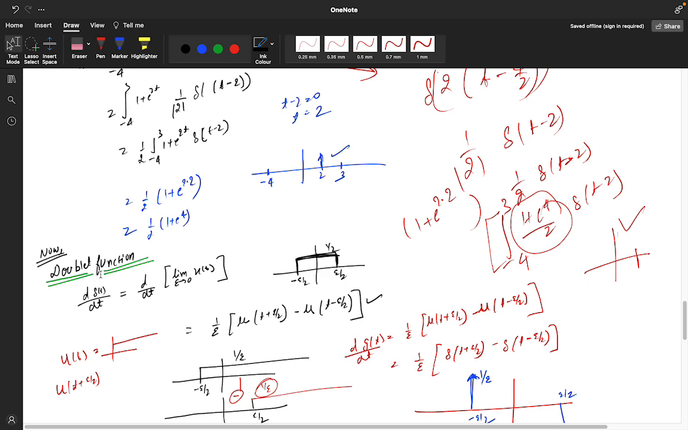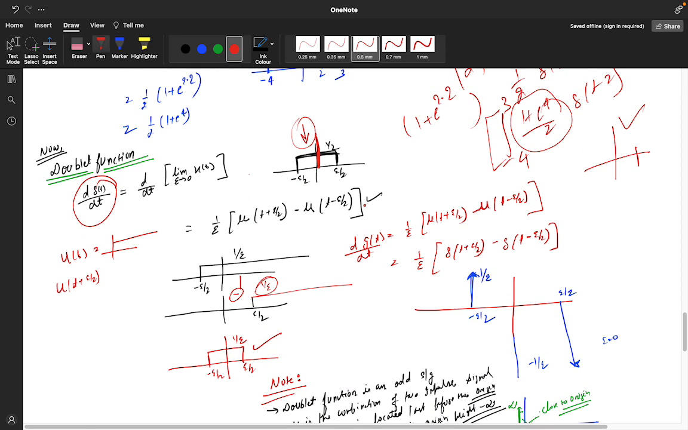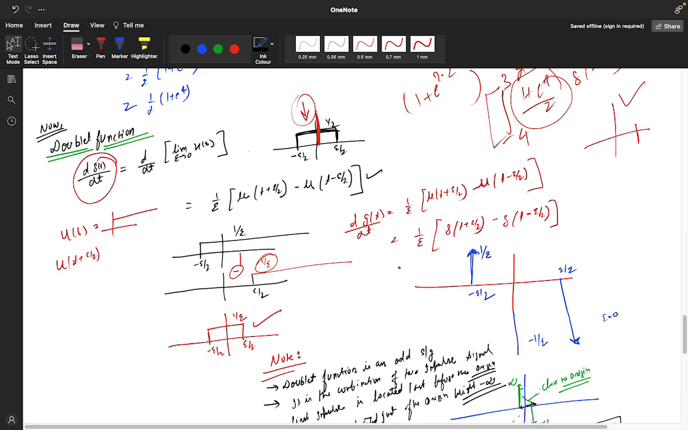What is the meaning of a doublet function? Doublet function is nothing but the differentiation of the impulse function. Impulse function we can represent like this, where the epsilon value is 0. When we differentiate this function, what will we get?